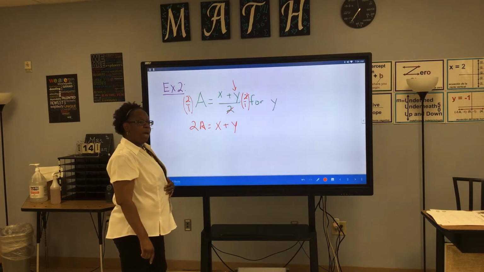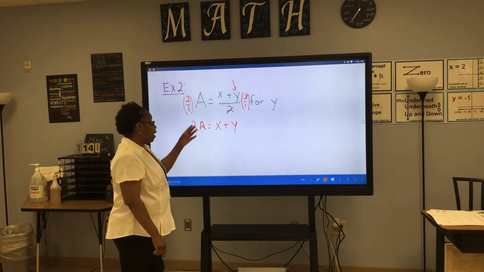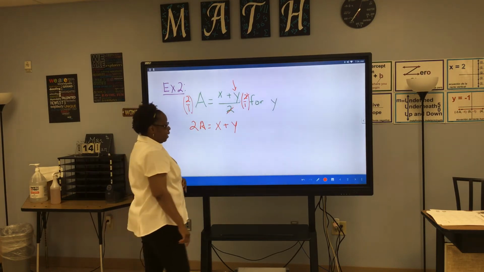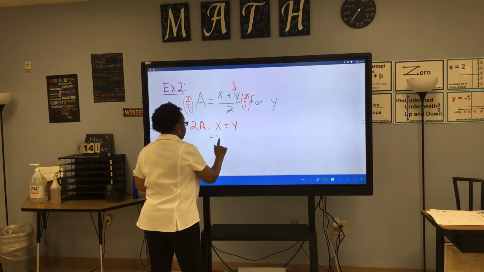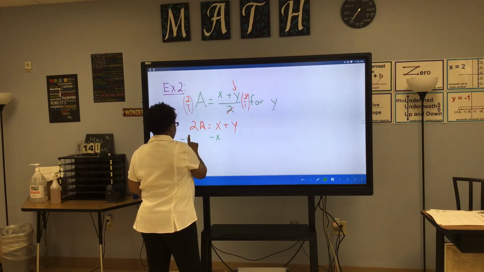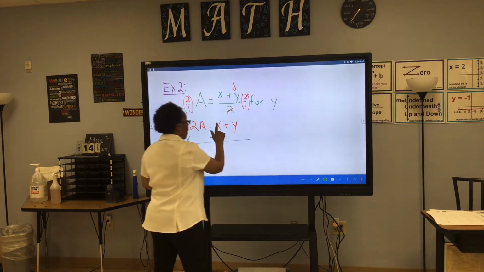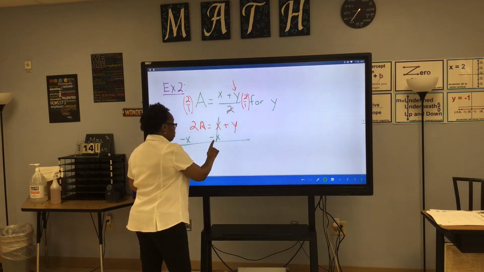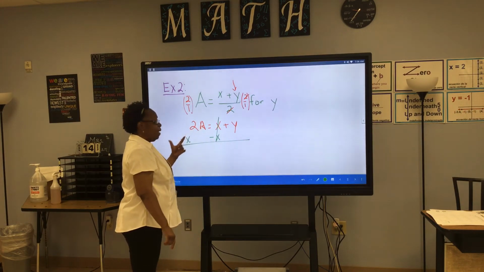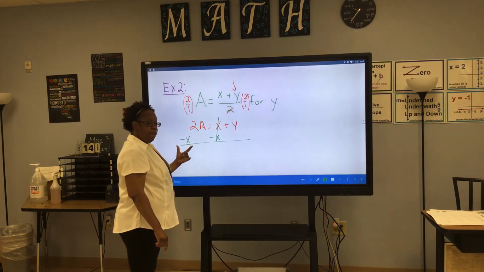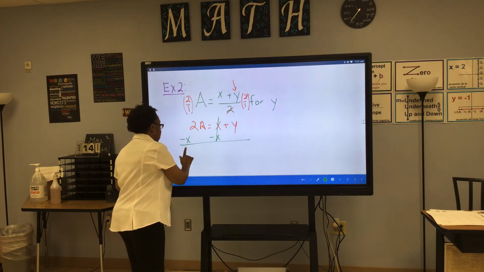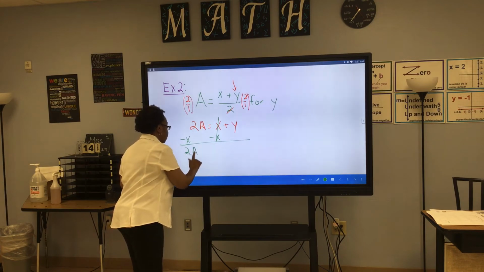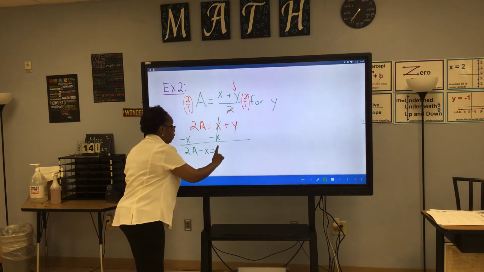Now I still need to get y by itself, so what am I going to move? I'm going to move the x. The x is positive, so we're going to subtract it from both sides. Positive x and negative x cancel. Over here I have 2a and a minus x, a negative x. So they don't combine, they're not like terms. So we write them down as they are. I'll start with 2a minus x equals, and we have left over here a y.